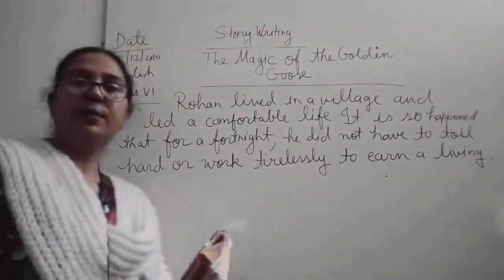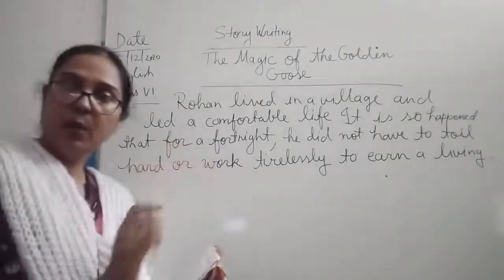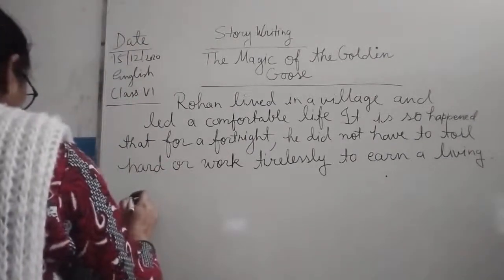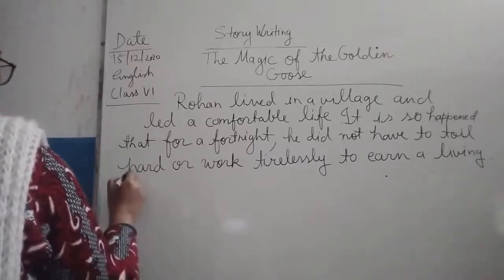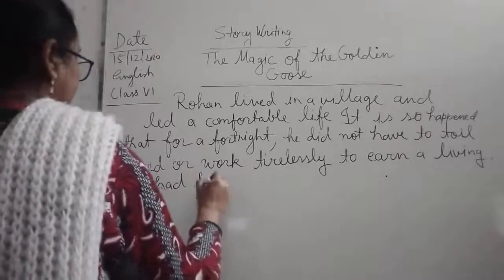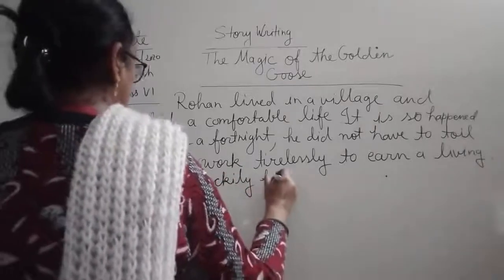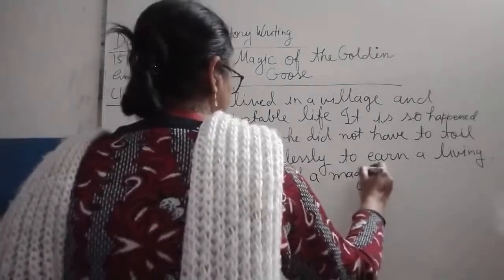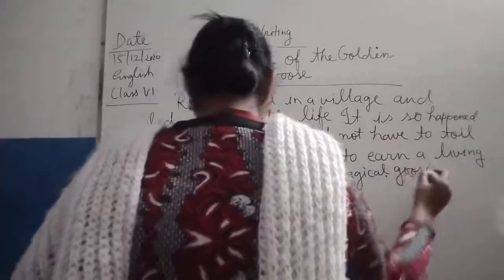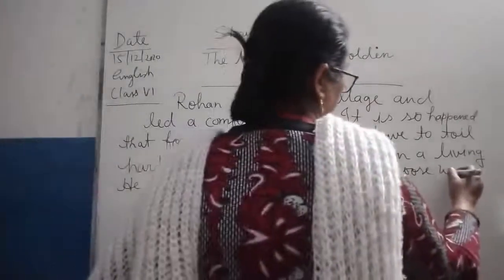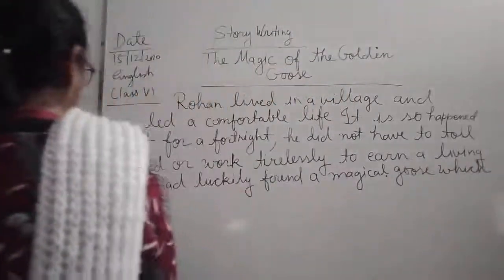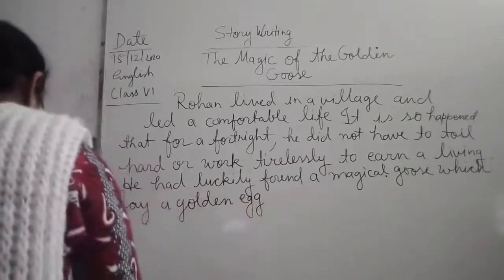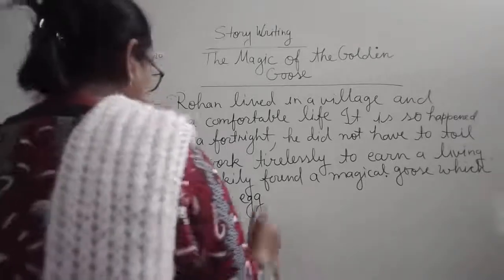Now here you have described Rohan. Okay children? So now here he had luckily found a magical goose, which lay a golden egg. Which lay a golden egg every day.